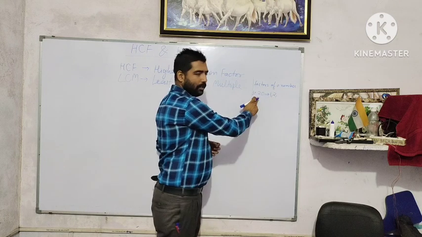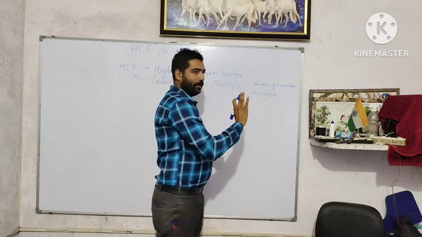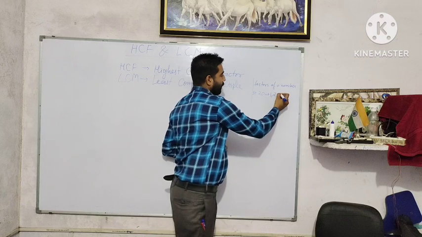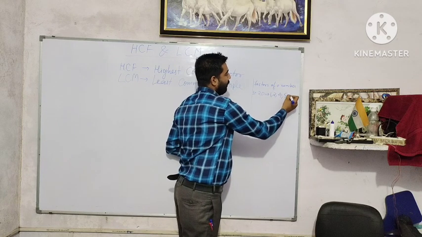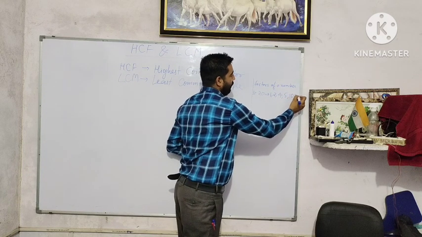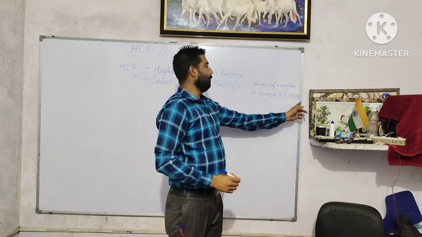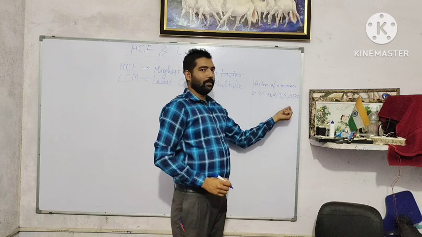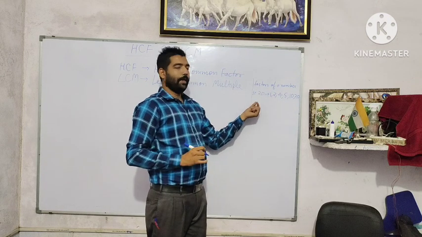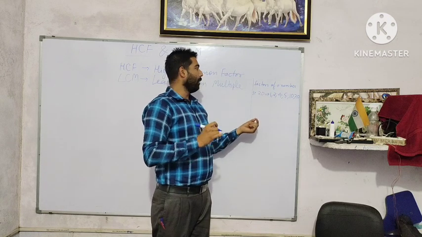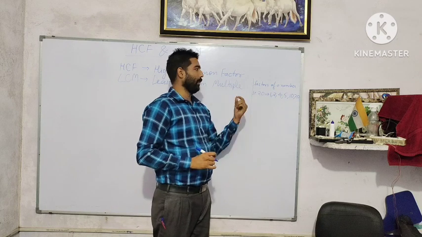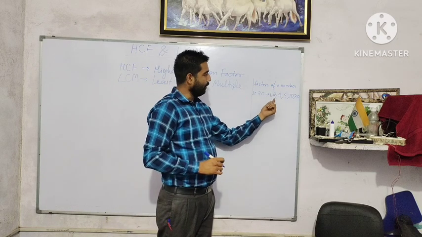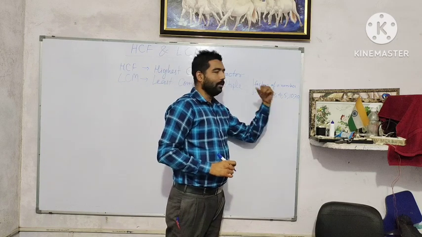3 cannot divide 20 exactly, so we cannot write 3 here. Now let's write 4, 5, 10 and 20. So all these numbers are the factors of 20. All the numbers which can divide 20 exactly are known as the factors of 20, like 1, 2, 4, 5, 10 and 20.